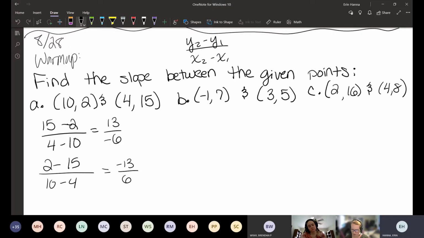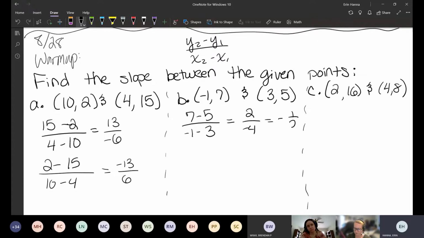And of course, as always, if you've got questions, stop me in chat, or you can unmute yourself, whatever floats your boat. For the second one, again, personal preference, I would have put the 7 first. And so then negative 1 minus 3. So 7 minus 5 is 2. And negative 4. So that reduces to negative 1/2.